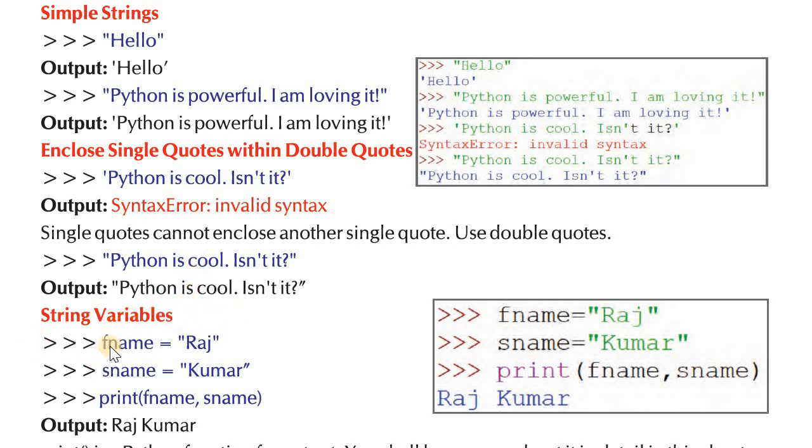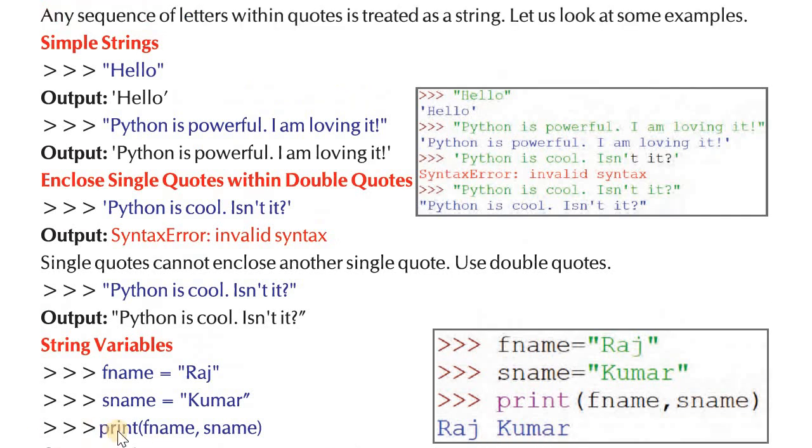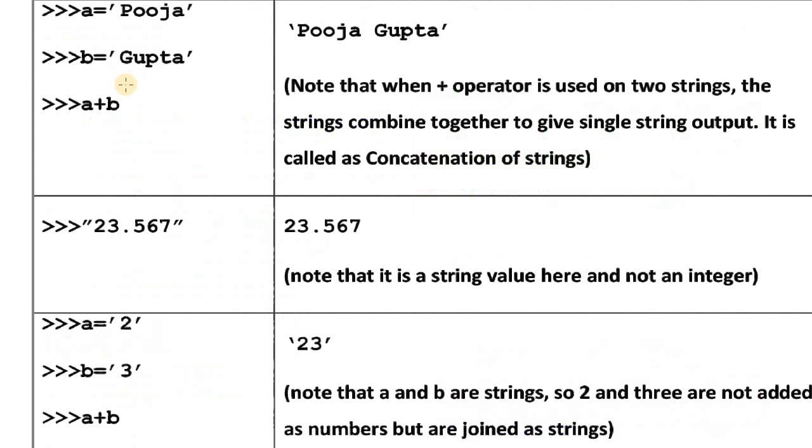Next, string variables. If I write F name is 'Raj', S name is 'Kumar', and I do print F name comma S name, then the result will be Raj Kumar. If I use this print command, there will be no comma between Raj and Kumar, just Raj Kumar. This is quite similar to the Puja Gupta example, where we just did A plus B, and this time we are using the print command. That's it.